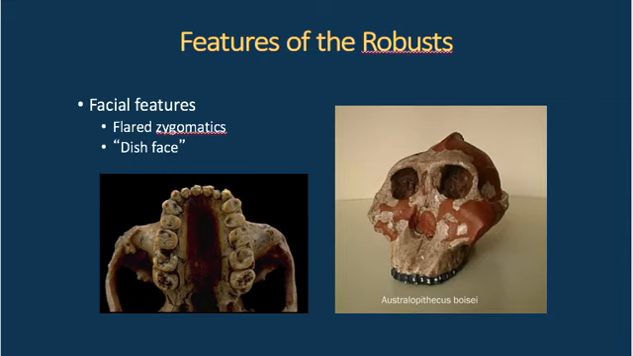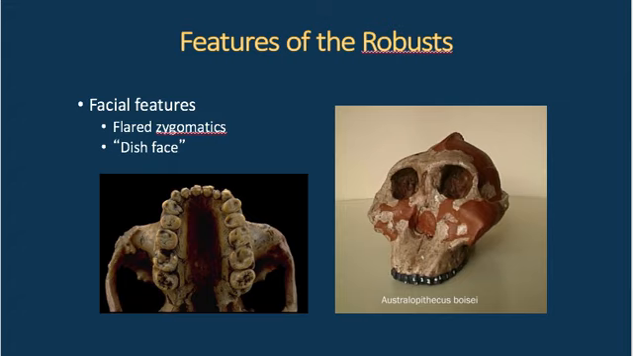Okay, so what specific features are we looking at that are different between the robusts and the graciles? First off, the facial features listed here, the flared zygomatics and the dish face. The zygomatics form part of the cheekbone. The outer portion of your cheekbone, those are a paired bone, the zygomatic bones. They are wider and more flaring in robust australopiths. That creates a very wide, round face.